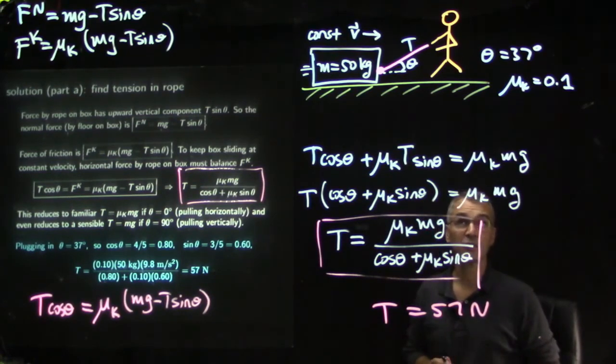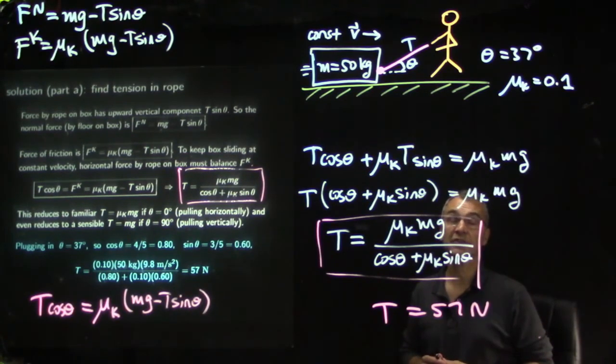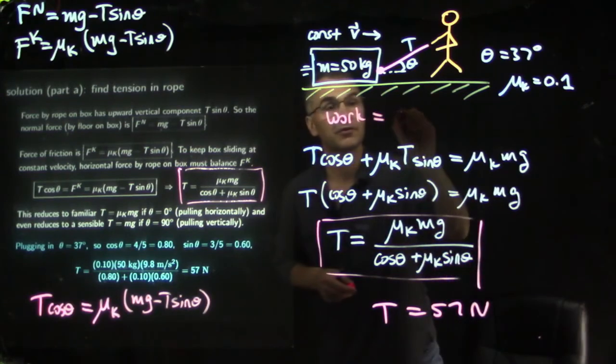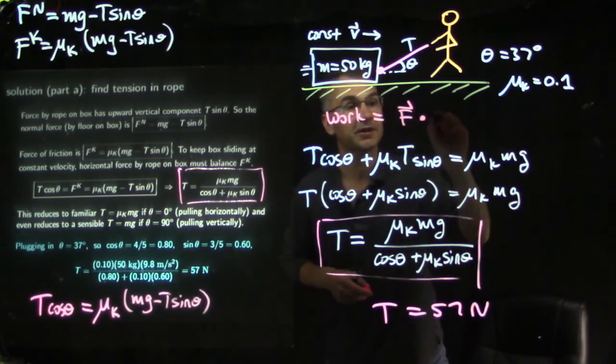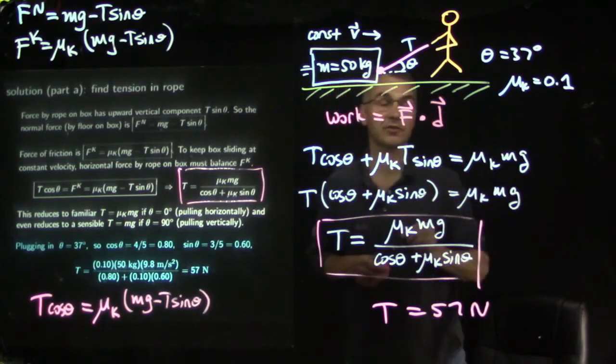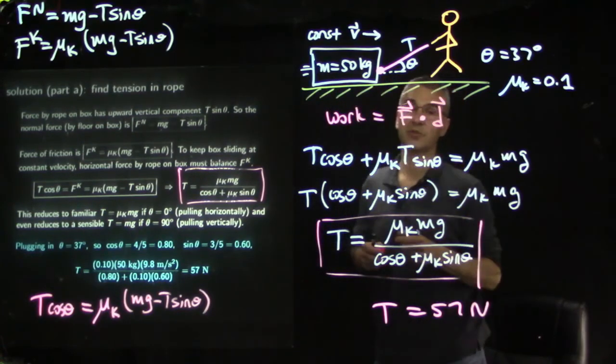Now the tricky part is we're going to say how much work does she do moving the box 10 meters. And the tricky thing about this is that the work is the force dot product with the displacement. I guess we could say delta r, but the displacement.